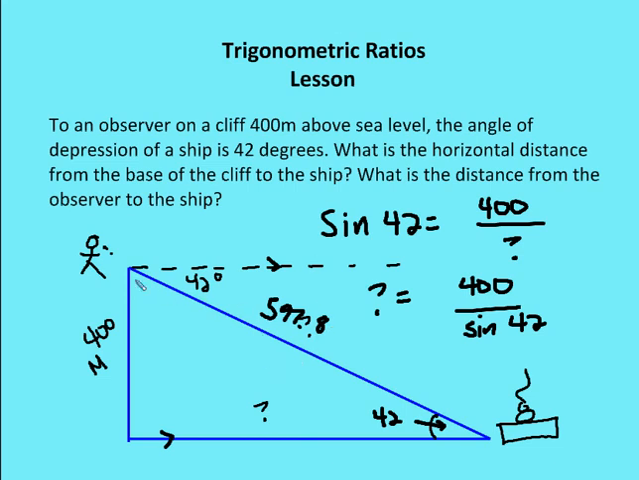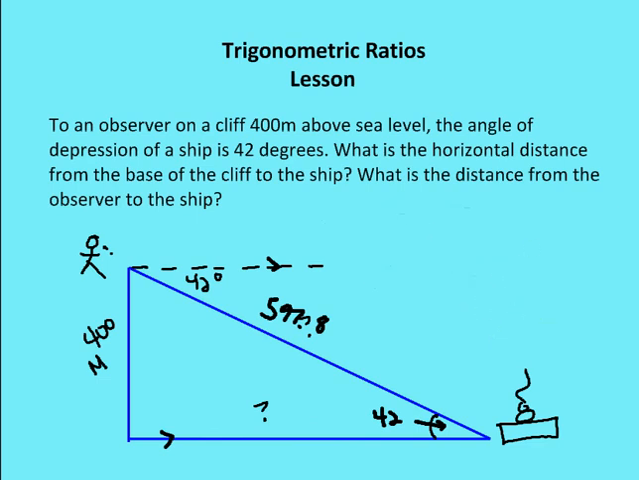Okay, so we figured out the distance between the observer and the ship directly, but now what about the horizontal distance from the base of the cliff to the ship? In this case, we have an angle measure of 42 degrees and the opposite side, and now we need to figure out the adjacent side. We want a relationship between the opposite side and the adjacent side, and that is going to be tangent. So the tangent of 42 degrees is equal to the opposite over the adjacent side, which is 400 over the question mark.